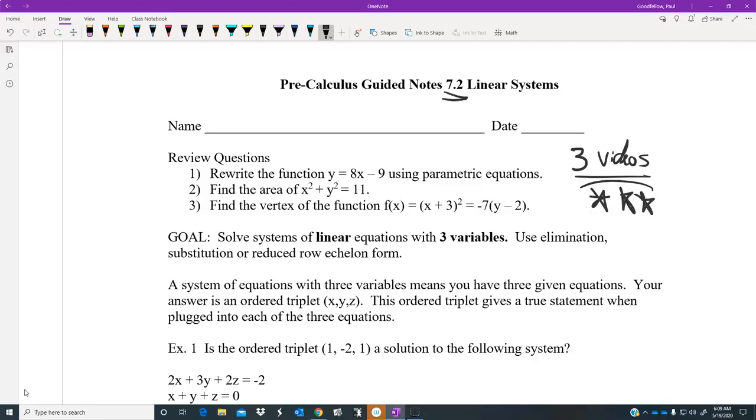Talk about 7.2, about linear systems. Now, this particular section, or sections that we're going to talk about, revolve around finding solutions to linear equations that have, in this case, 3 variables or even more than 3 variables. And those systems of equations with 3 variables means that you're going to have 3 equations to solve them. So the number of equations that you need and the number of variables that you have have to coincide with one another. So if you're going to solve something that has 4 variables, you're going to need 4 equations to solve it.